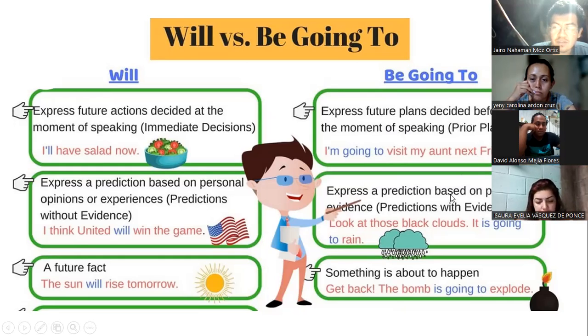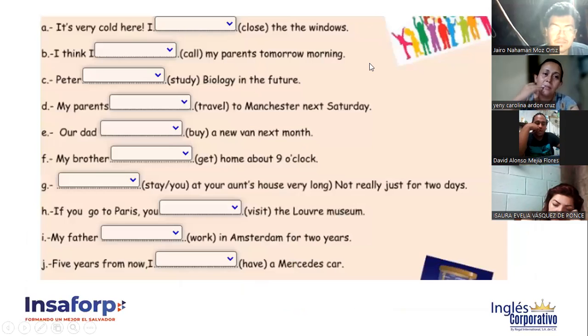Express a prediction based on present evidence. Predictions with evidence. Look at those black clouds. It is going to rain. Something is about to happen. Get back, the bomb is going to explode. Wow. Okay, be careful. So those are the differences between will and going to. Thank you, Haido. Now we are going to practice. You're going to help me to complete the sentences.